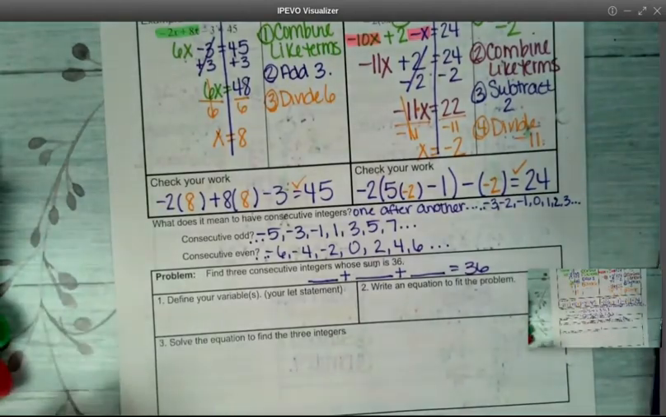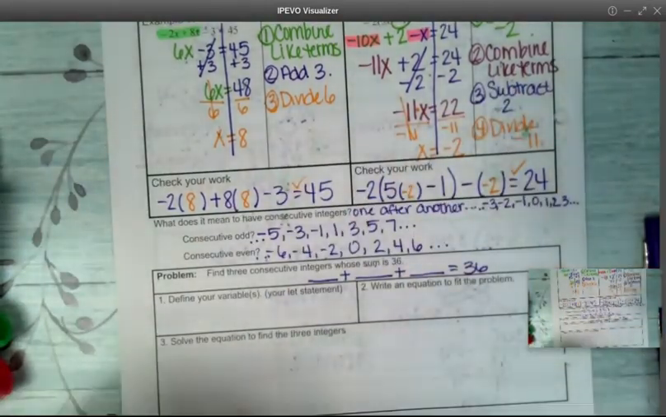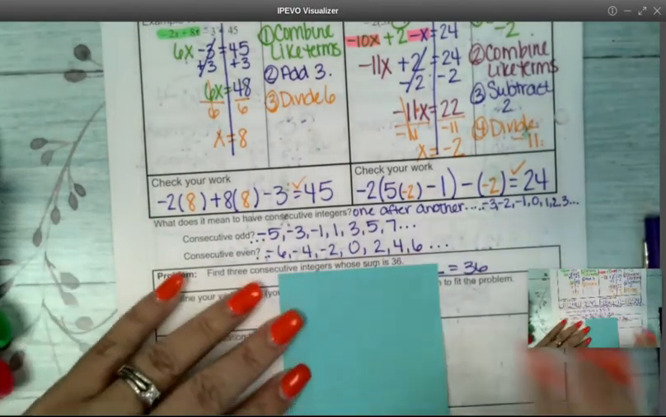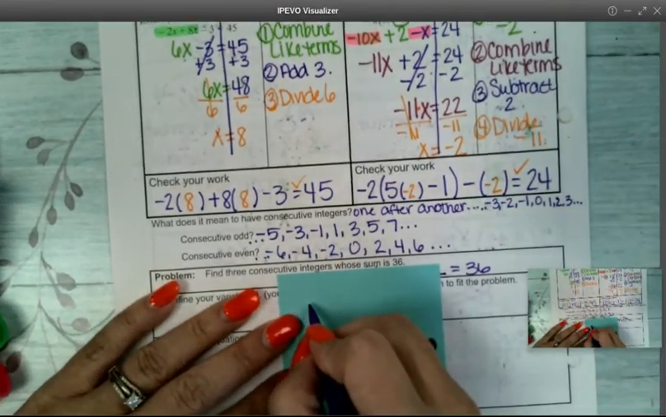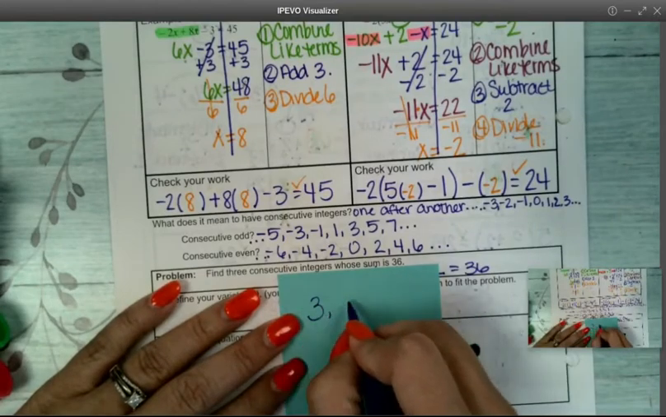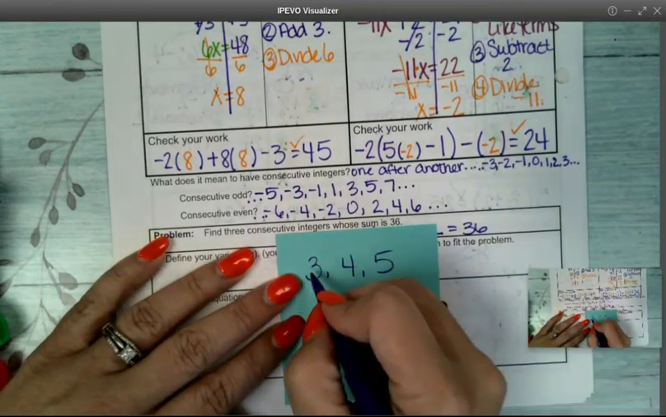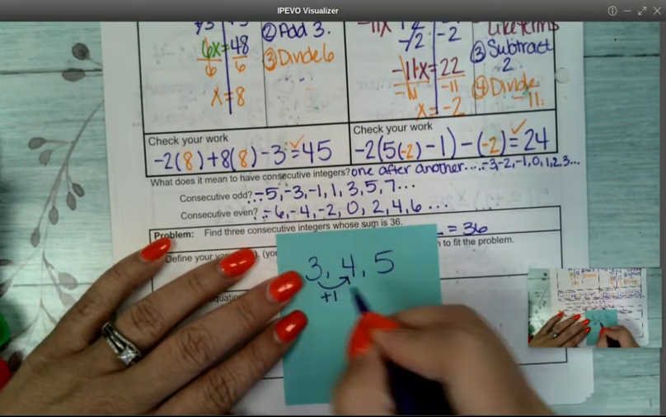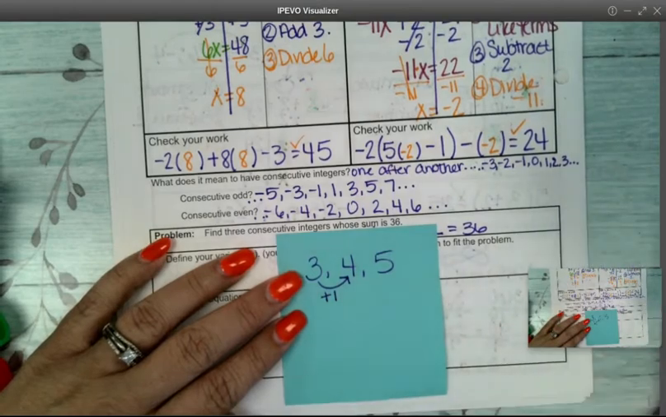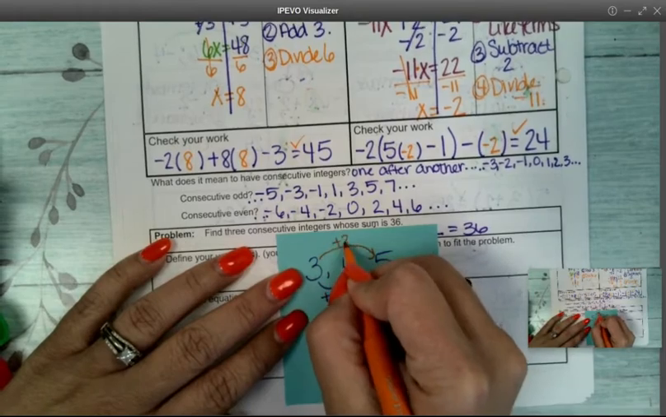Now, hypothetically speaking, let's not even think about algebra. Let's just talk about numbers and forget about the 36. If I have 3, 4, and 5, we're just using small numbers for right now. What do you got to do to 3 to get to 4? Well, all you have to do is add 1 to it. And if I was going from 3 to 5, I would have to add 2 to it.